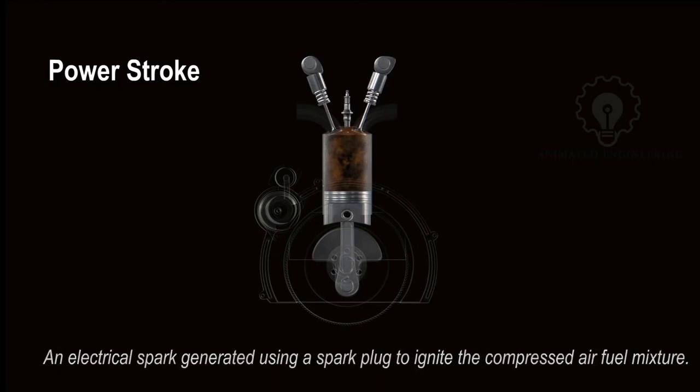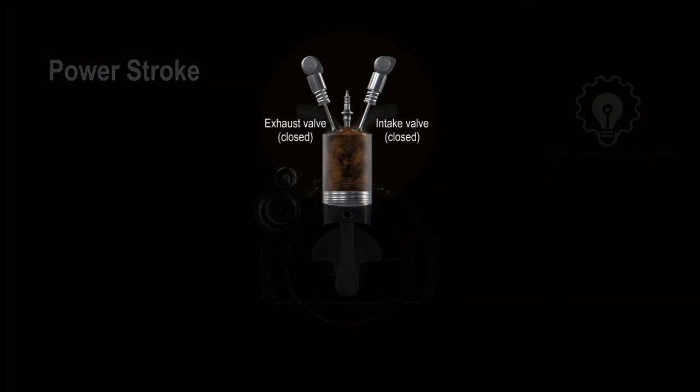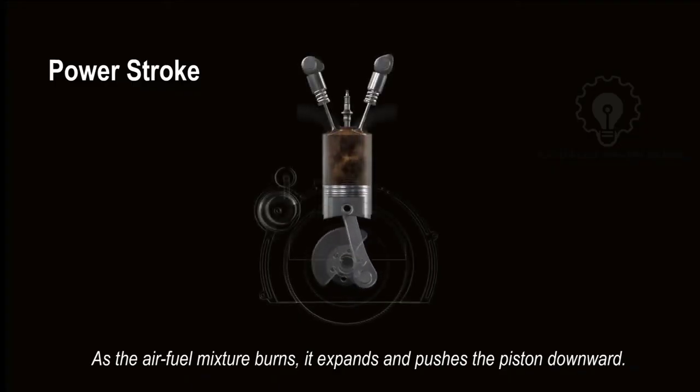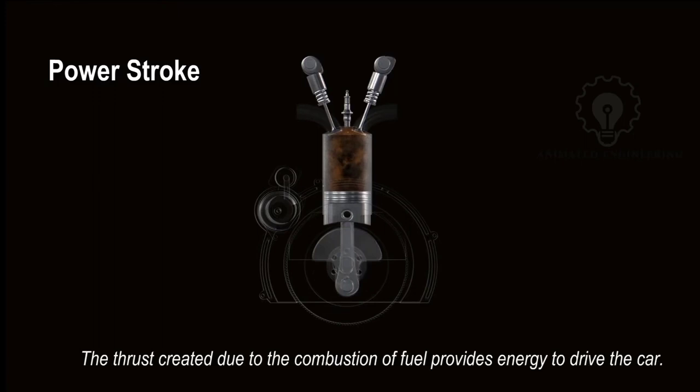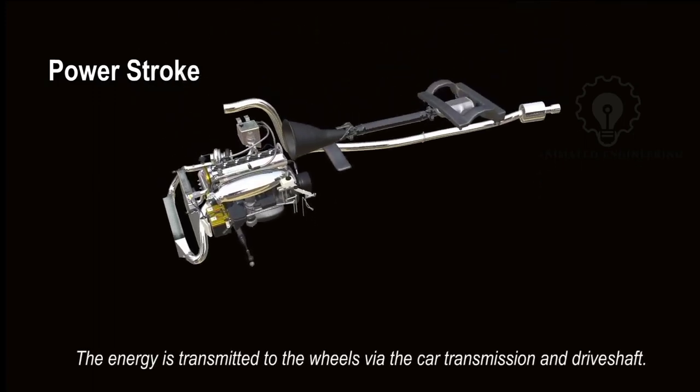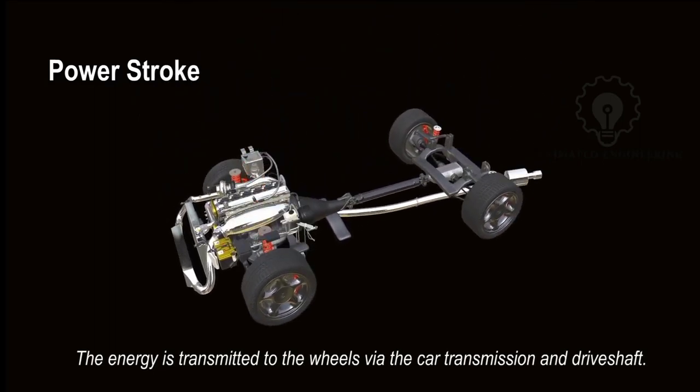Power stroke. In the power stroke, an electrical spark generated using a spark plug is used to ignite the compressed air-fuel mixture. The intake and exhaust valves remain closed in the power stroke. As the air-fuel mixture burns, it expands and pushes the piston downward. The thrust created due to the combustion of fuel provides energy to drive the car. The energy is transmitted to the wheels via the car transmission and driveshaft.